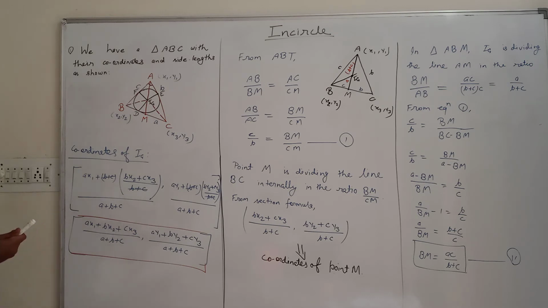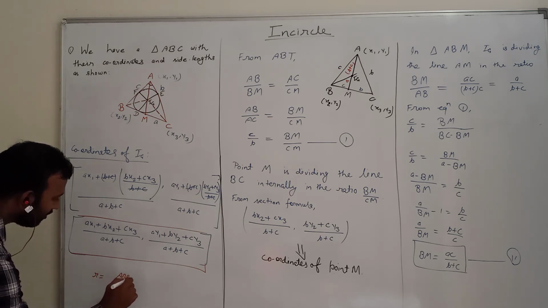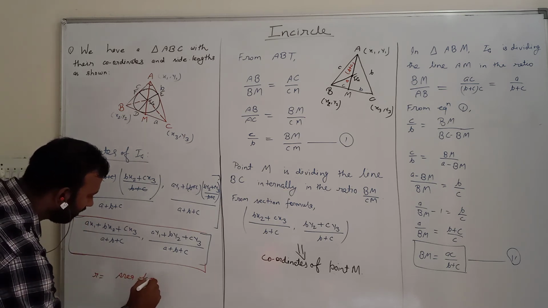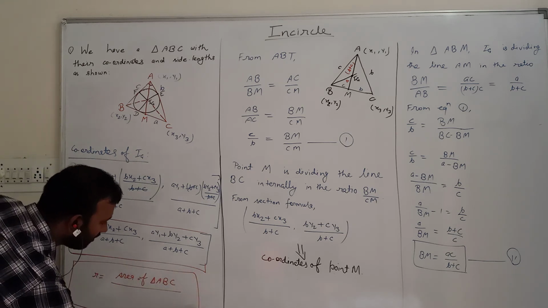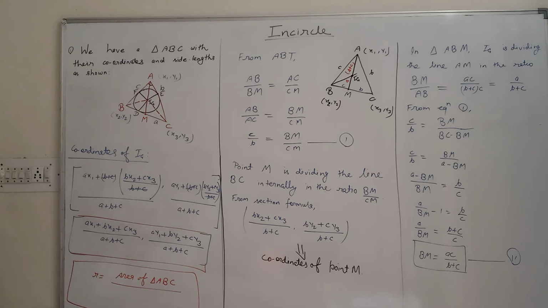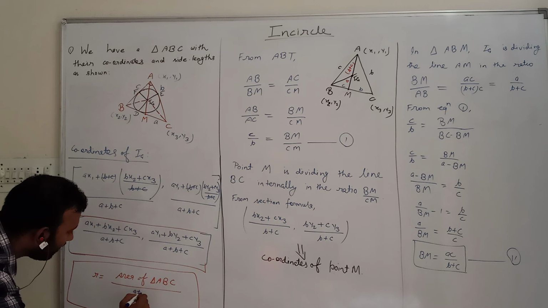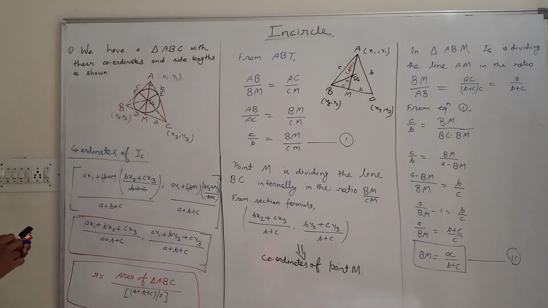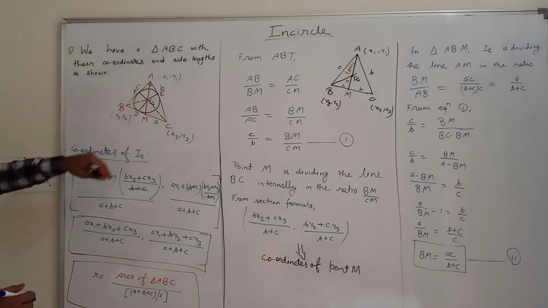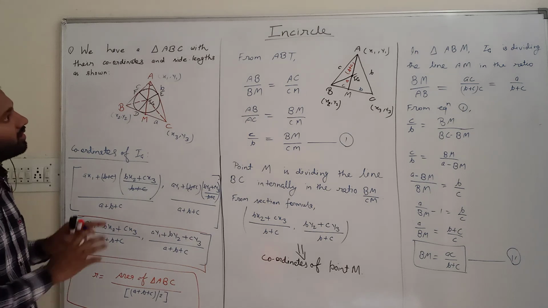And just to remember, the radius of the incenter, R, is the area of triangle ABC upon the semi-perimeter of the triangle, that is a plus B plus C upon 2. We have to remember this formula. Okay, so this is our incircle. Thank you.